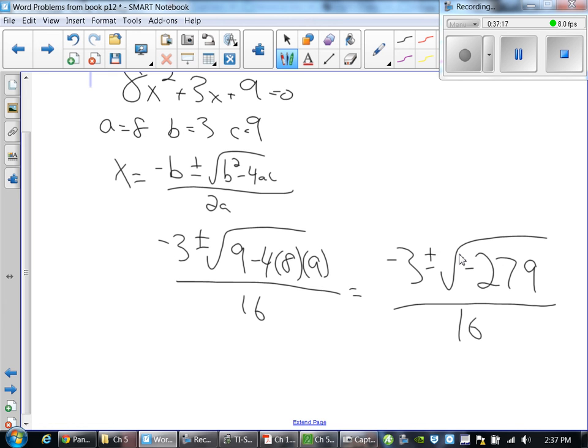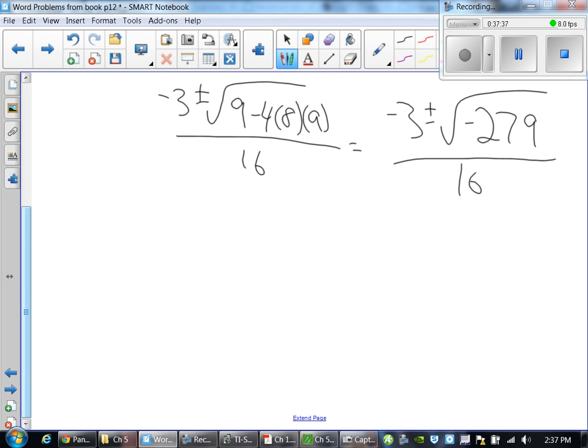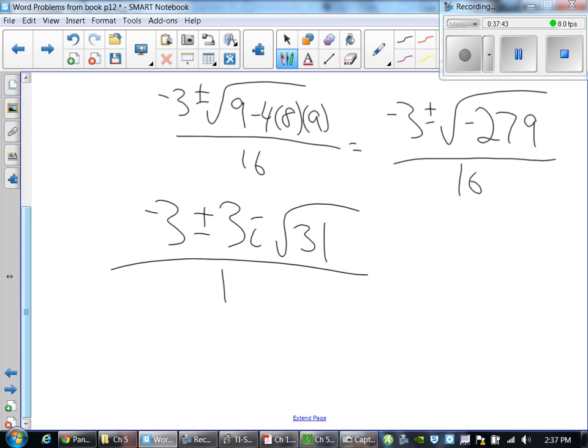Did 279 work? No. Okay. 3i. What was it? 3i root 31. Oh, so it did work. There was a perfect square there. 9 goes into it? Oh yeah, 9 does. 9 goes into 27, 9 goes into 9. So your answer here becomes negative 3 plus or minus 3i root 31 all over 16.